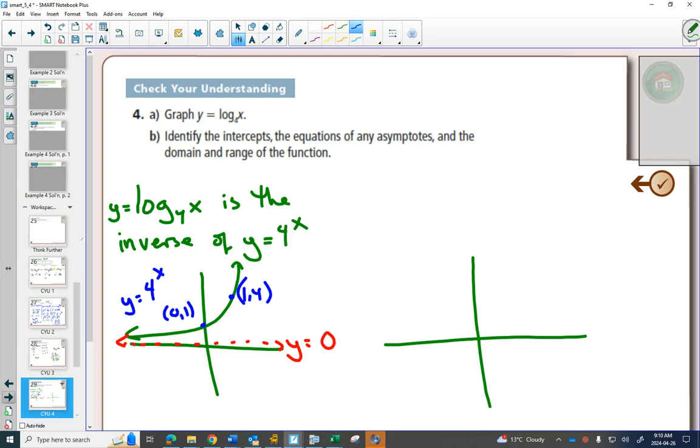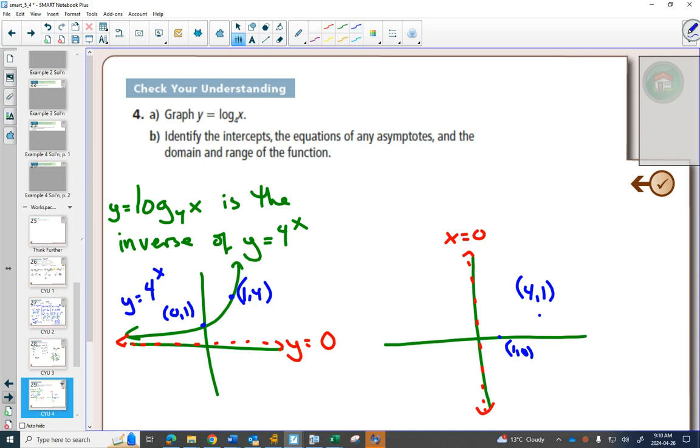So instead of 0, 1, I have 1, 0. Instead of 1, 4, I have 4, 1. Instead of an asymptote that says y equals 0, we switch x's and y's everywhere. I have the asymptote x equals 0.